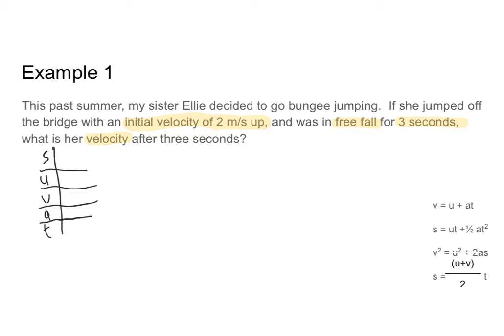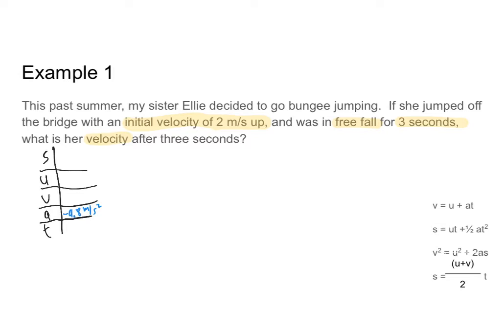Now, since Ellie is in free fall, that means I can use my free fall assumptions. So first of all, I know that her acceleration is negative 9.8 meters per second squared. I also know that her velocity at the highest point in her motion is going to be 0. However, this actually doesn't relate to my problem at all, because we know her initial velocity and we don't want to figure out her highest point. So let's go ahead and put in the other info that we know.